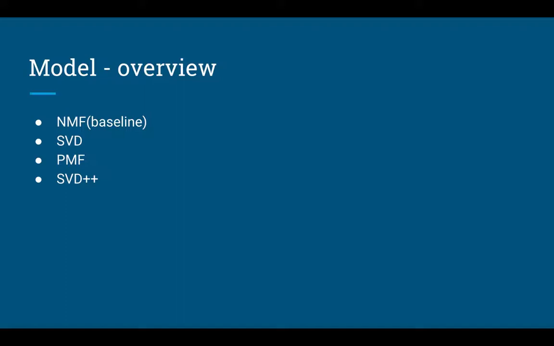Here we have some bias in the SVD algorithm. And next is PMF, which is a probabilistic matrix factorization algorithm. Here it has no bias, and this is very similar to the SVD. And then the SVD++ algorithm. This is an extension of the SVD, which takes into account implicit ratings.